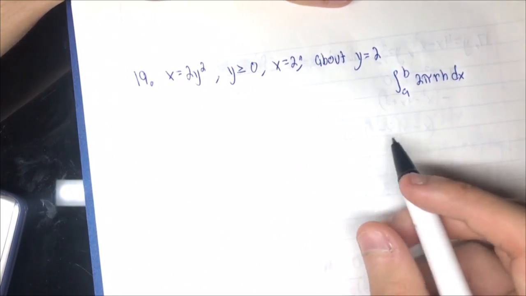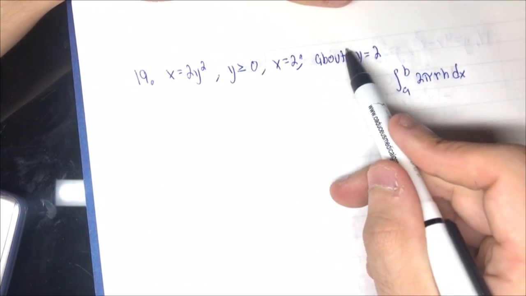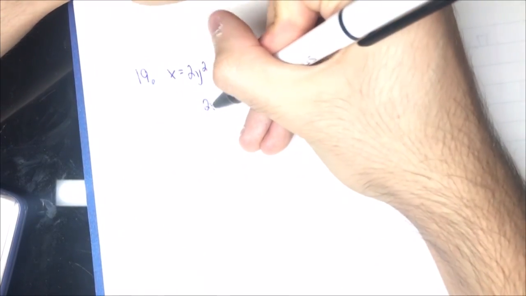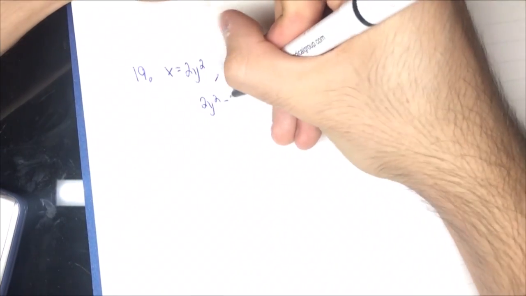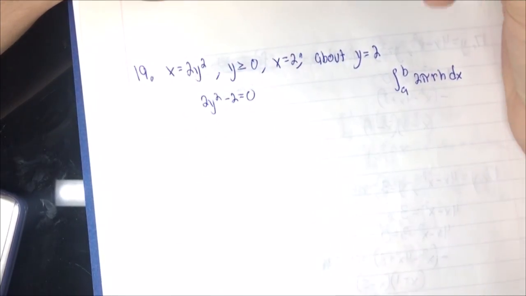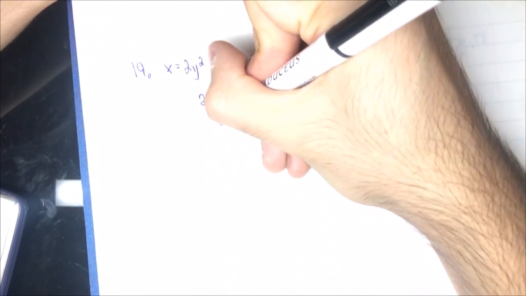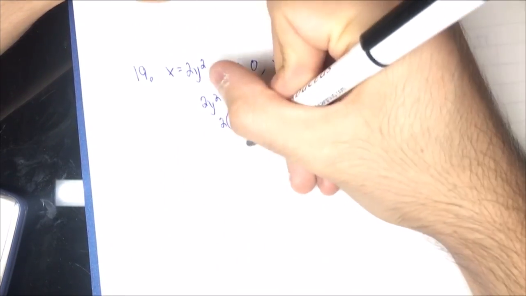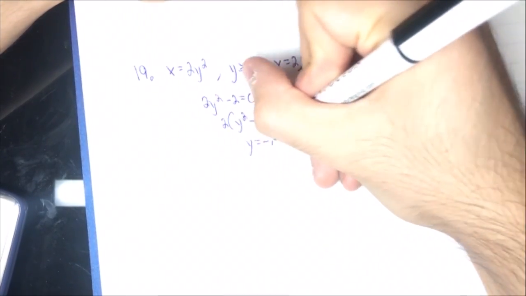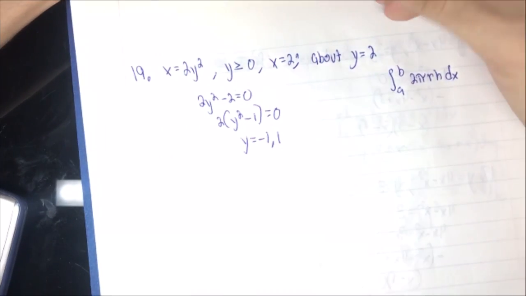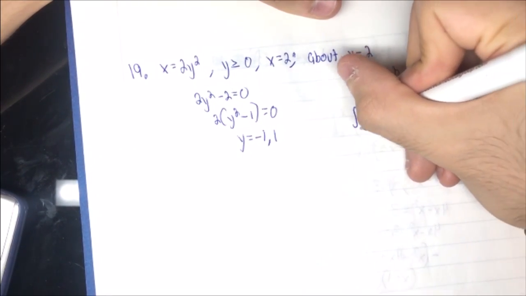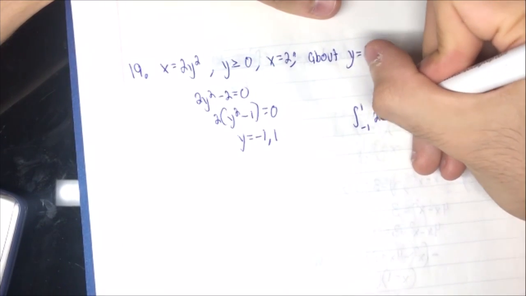All right, so we're gonna equal the x's to each other to get the y, since it's on the y part. So 2y squared minus 2 is equal to 0. Boom, just equaling the x's to each other. So now we can take out a 2 here. So y squared minus 1 is equal to 0. So we get y is equal to negative 1 and 1. Those are our upper and lower bounds, A and B. So the A is negative 1, the B is 1.